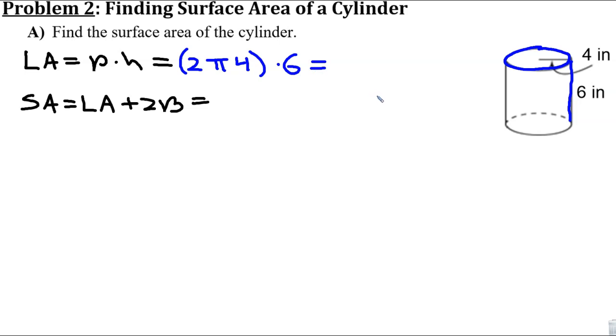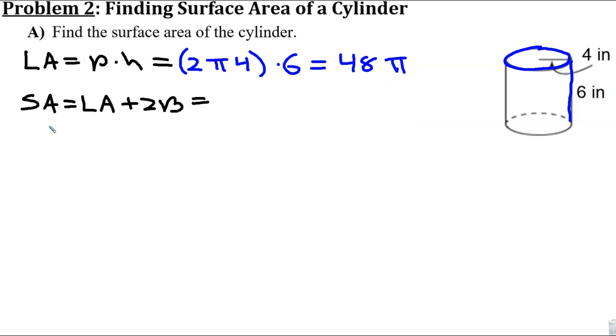And when I make this multiplication, it's going to give me the lateral area, the area of the rolled up rectangle around this circle here. I'm going to leave this in terms of pi. I'll go 2 times 4 times 6. That's going to give me 48 pi. And leaving things in terms of pi is going to make my next set of calculations easier as well. So we have a lateral area of 48 pi.